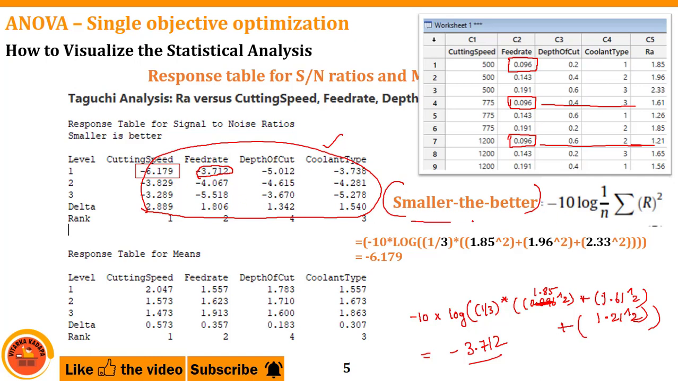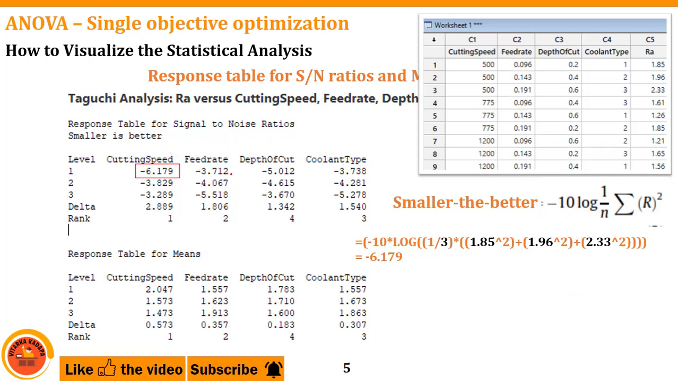Similarly, for larger the better, there will be some other formula like minus 10 into log of 1 divided by n summation of 1 by r square. So this will be the formula for larger the better. So formulas will be changing like this: smaller the better, larger the better, and nominal the best. Depending upon this, we have to calculate. I hope that you got a clear answer how we are getting these values.